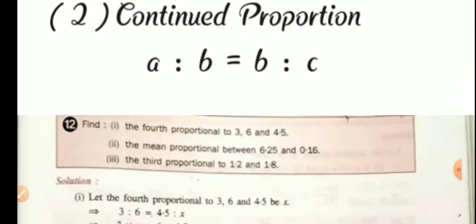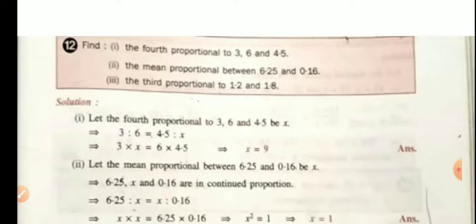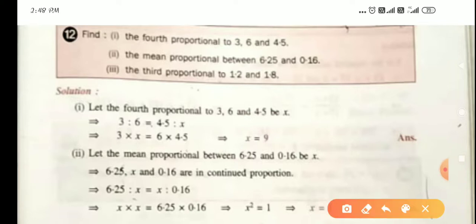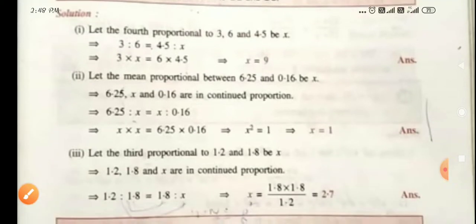After that, I am going to take some examples so that these two points will be clear to you. First example: find the fourth proportional to 3, 6 and 4.5. You can see the solution. Whatever proportional you have to find, you suppose it as x. Let the fourth proportional to 3, 6 and 4.5 be x.